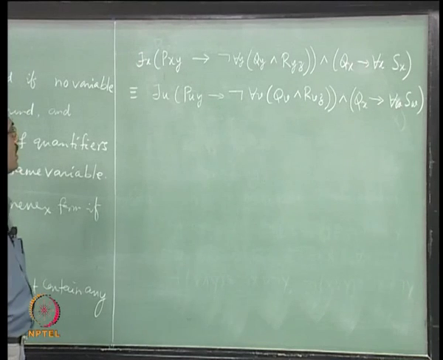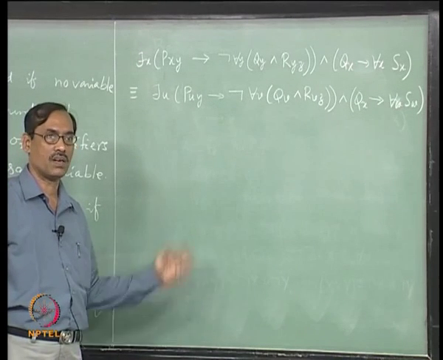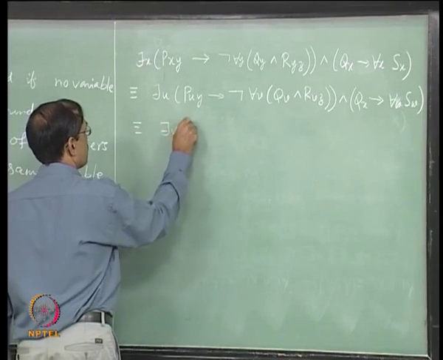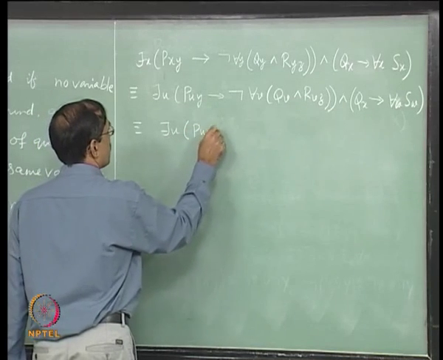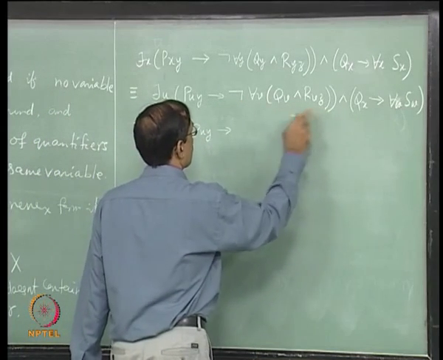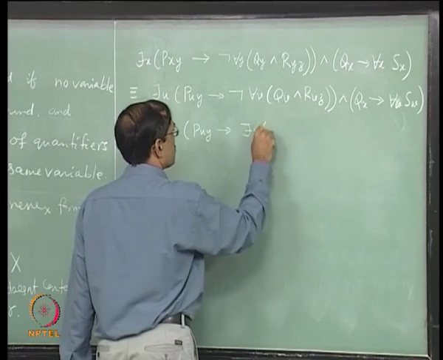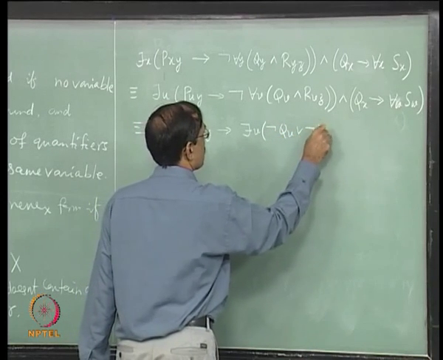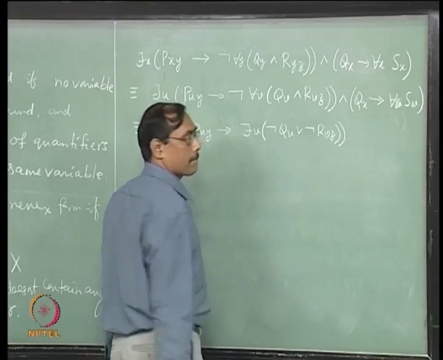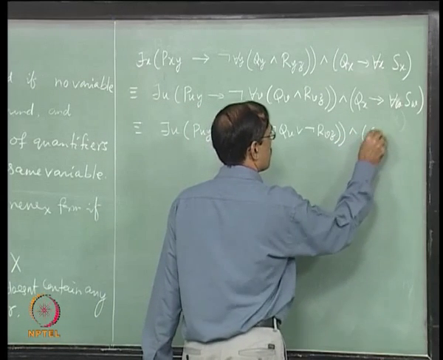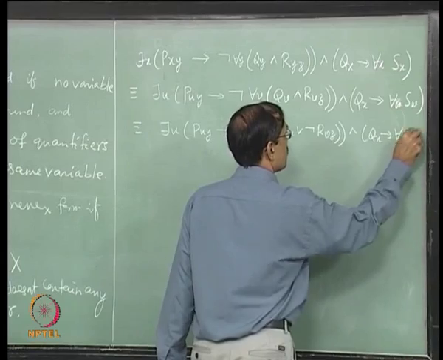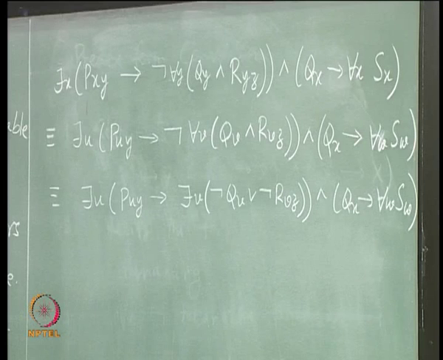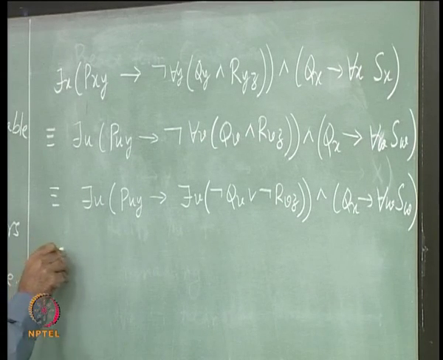Next, what we have to do is take the not signs inside. So, this is equivalent to, there is u, p u y implies, now this not will go inside. So, that gives there is v, not of this, and so that is not of q v or not of r v z. And q x implies for each w s w. That is done.